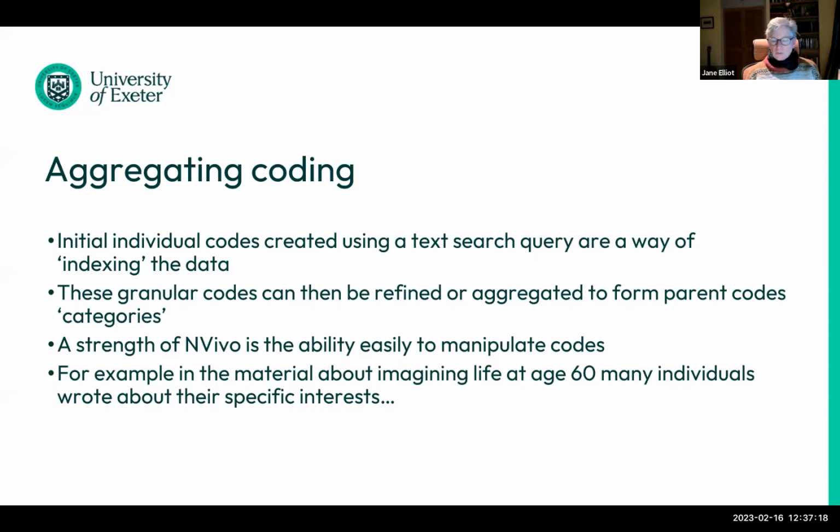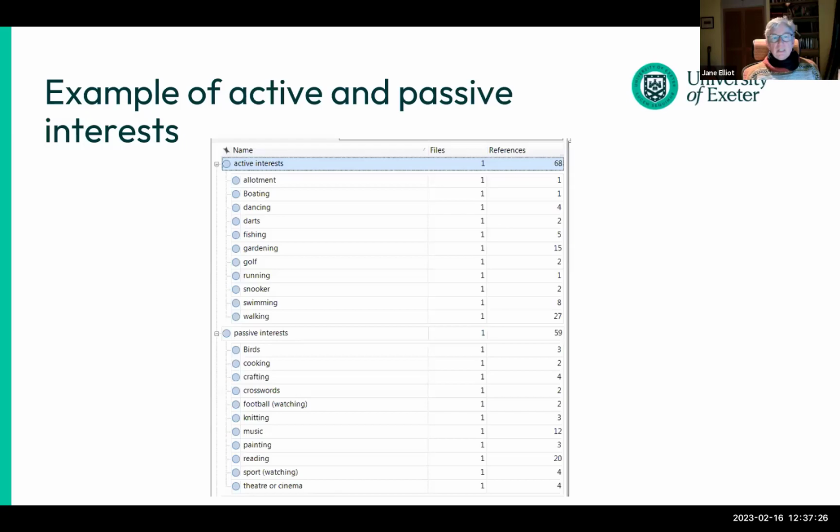container. So let's get back to our practical example about people imagining their life at age 60 and what they wrote about. So we spotted that people said a lot about their interests. And of course, there's quite a lot of different types of interests that people have. You can see a list here, including fishing, darts, dancing, swimming, walking, knitting, painting, reading. And if you skim along the right-hand column, you can see in particular that walking at 27 and reading at 20 were some of the real key favourite interests.